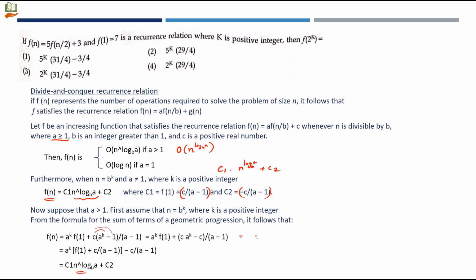Now just take this as a power k f of 1 plus c into a power k, bring the denominator to this part, then you have minus here, then you have a c here, then a minus 1. You can take this as plus and this to be minus. So I am taking a power k here, this will be f of 1 plus c divided by a minus 1. Then this plus or minus together can be written like this. This part is actually mentioned here. You have to apply all the values of the question in this formula.